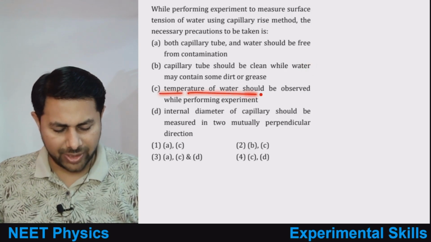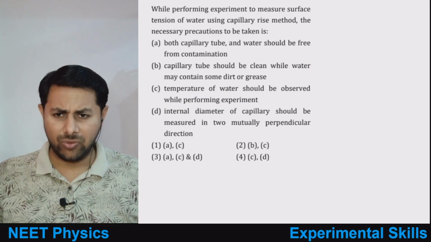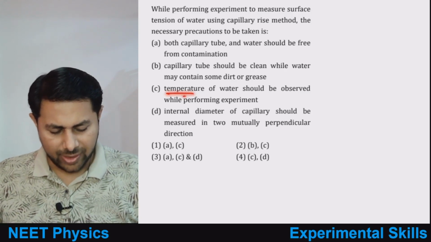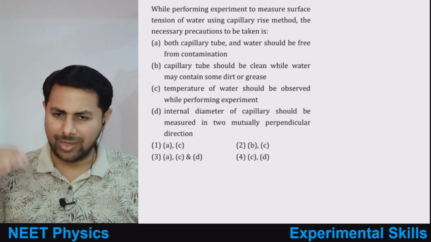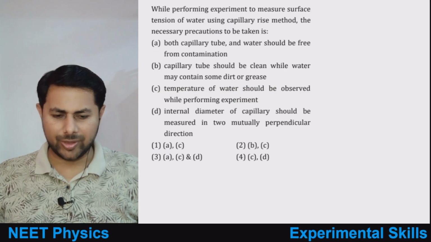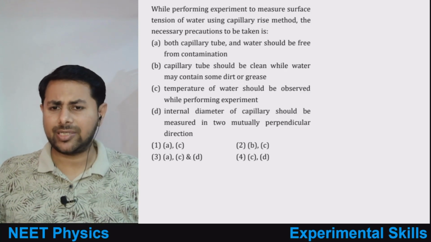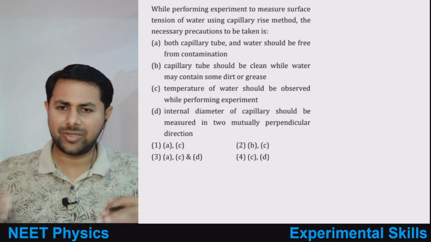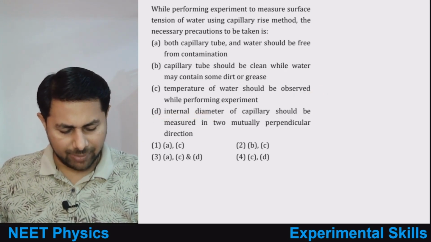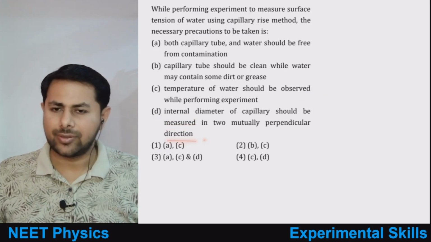The temperature of water should be observed while performing the experiment. As we know, as you increase the temperature, the surface tension decreases, and that's why surface tension has different values at different temperatures. You are performing the experiment at that time, and the temperature would be something, so the surface tension that you get is for that temperature. So this is correct. And the internal diameter of the capillary should be measured in two mutually perpendicular directions. So this is also true.